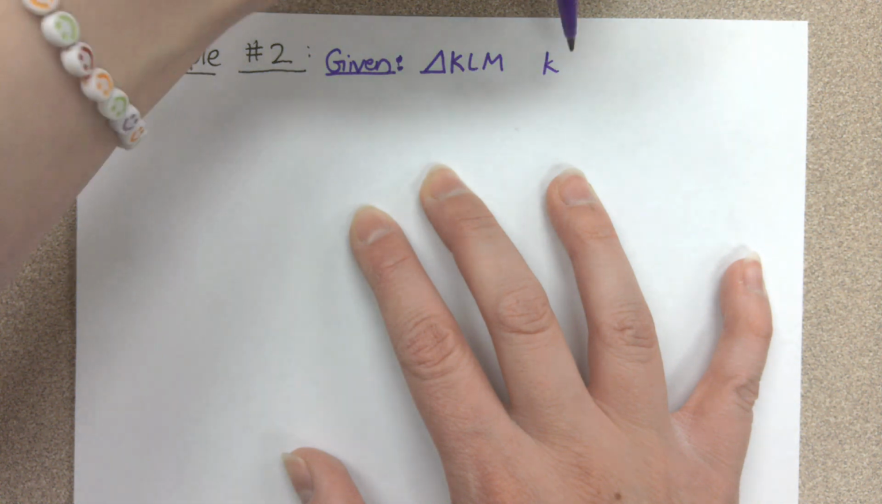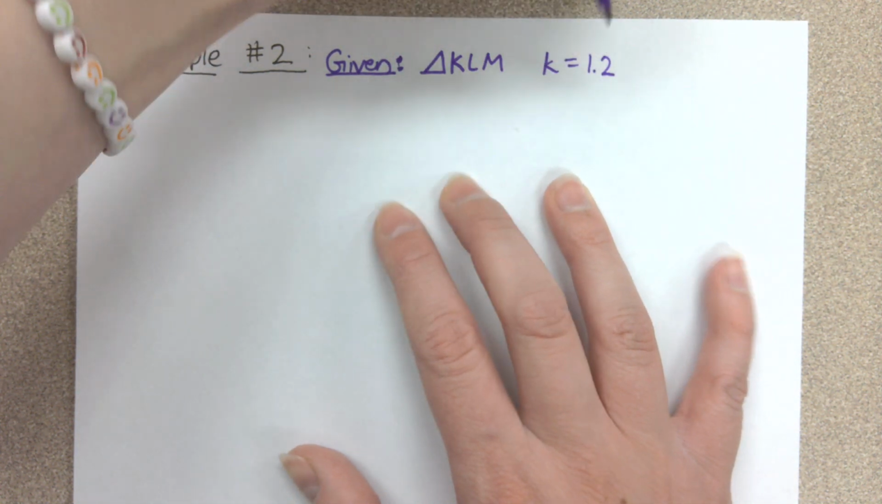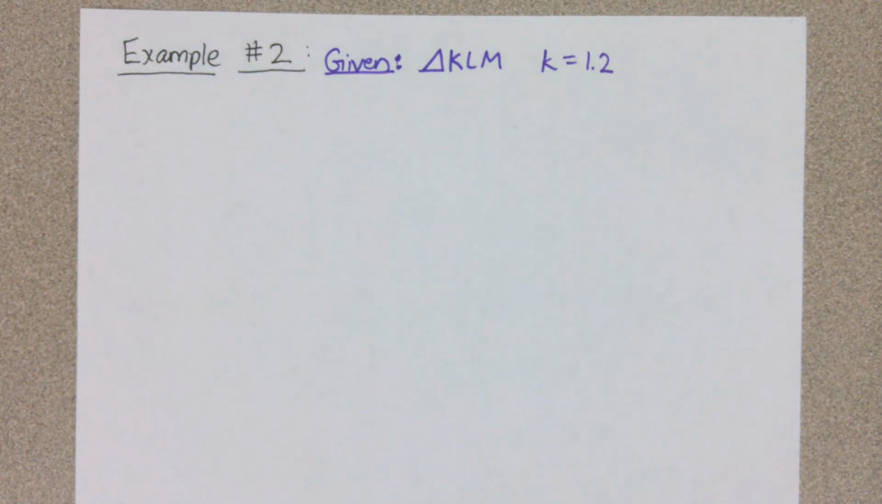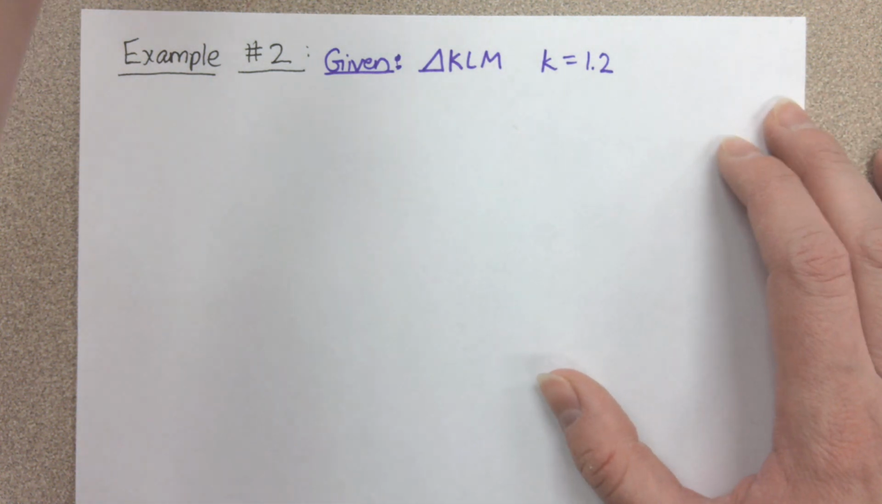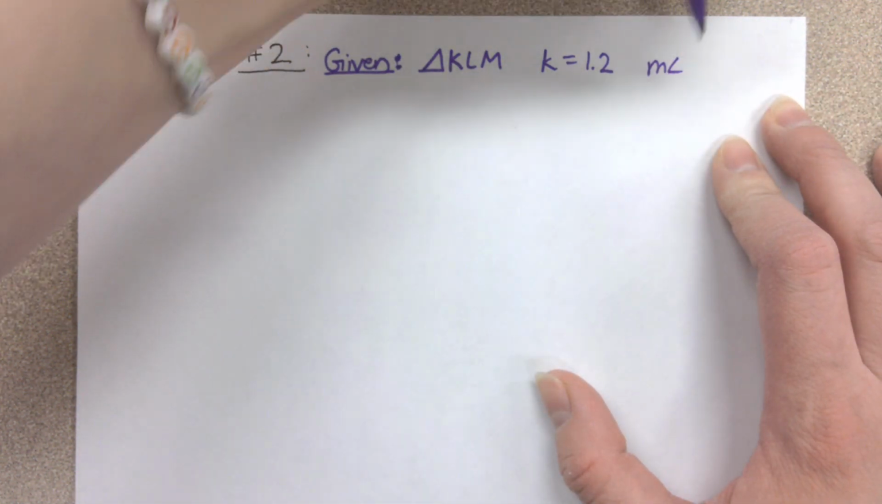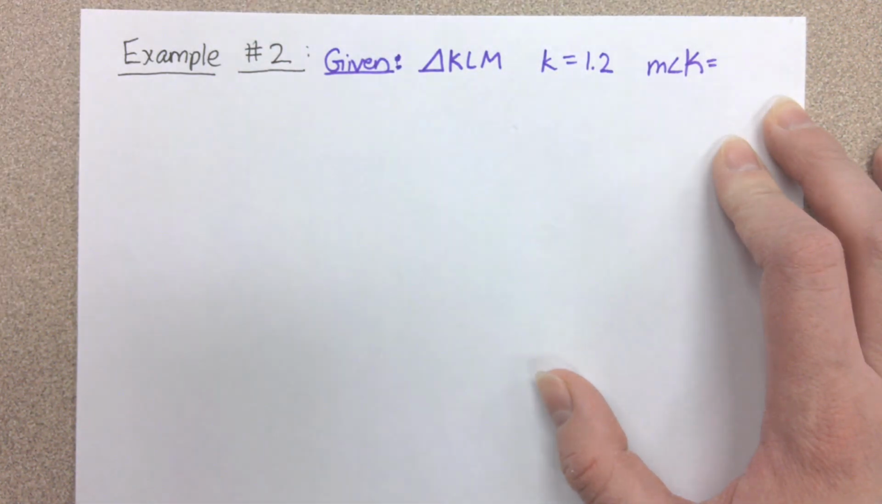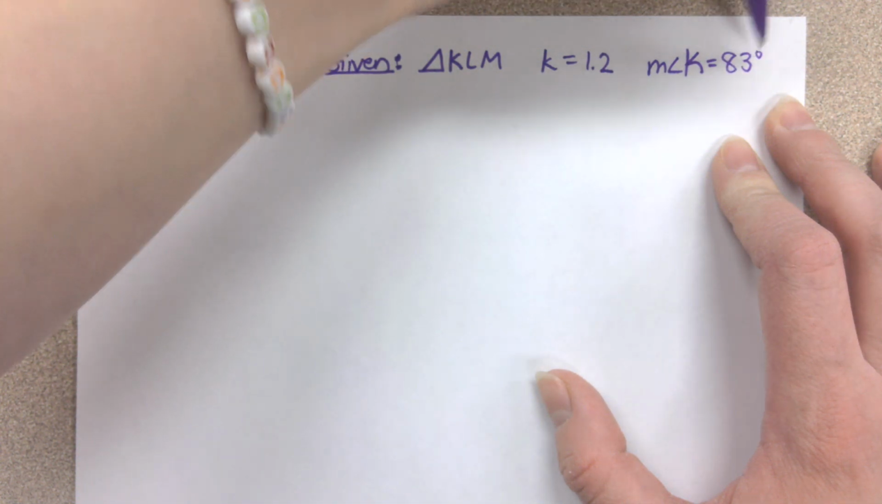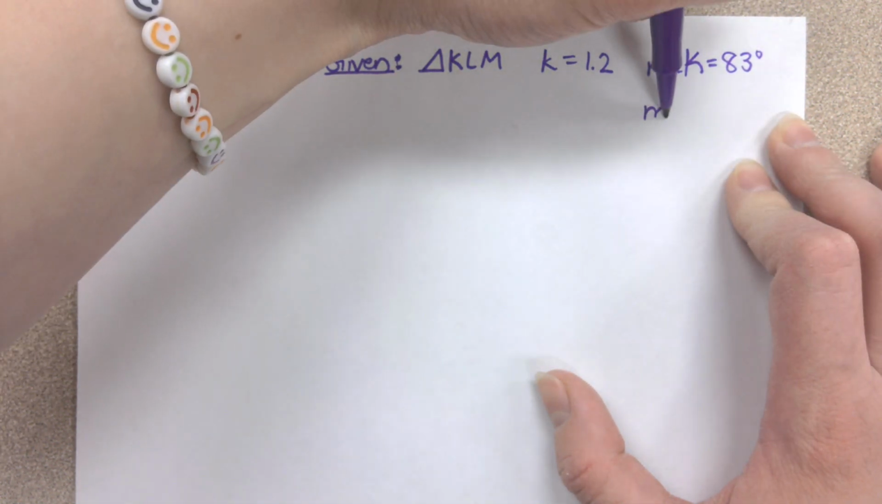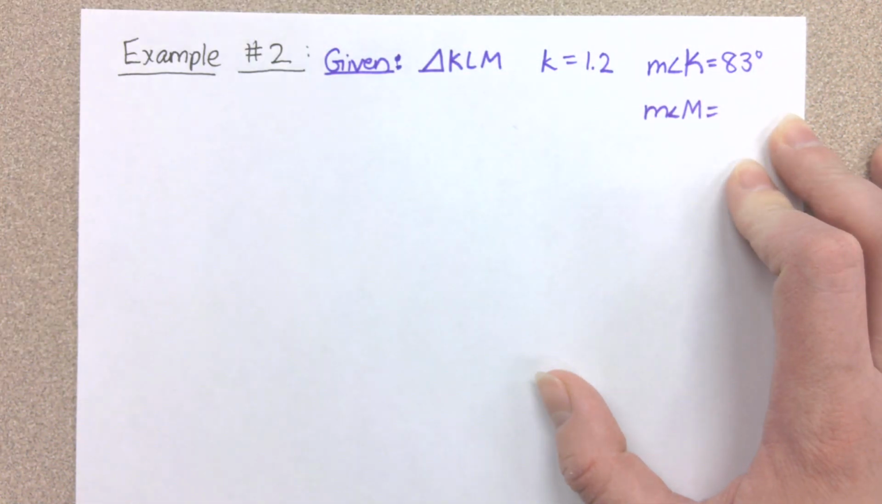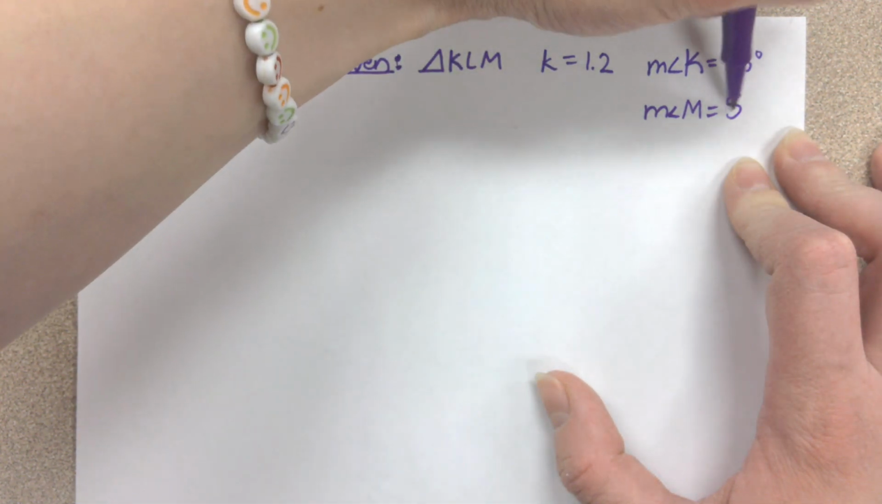Little k equals 1.2. If you're ever confused on if the letter you're looking at is capital or lowercase, if it doesn't have an angle symbol, it's the side. It's going to be lowercase. K is 1.2. Measure of angle K is 83 degrees. And the measure of angle M is 5 degrees.